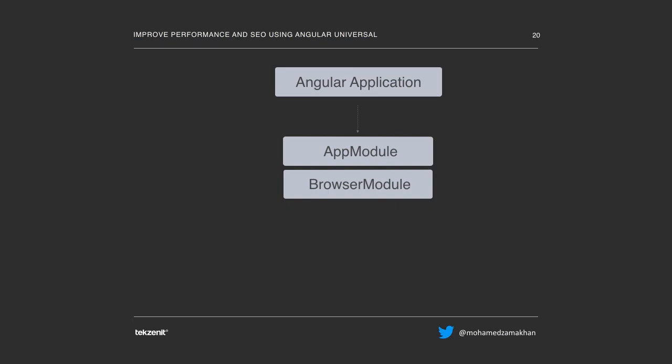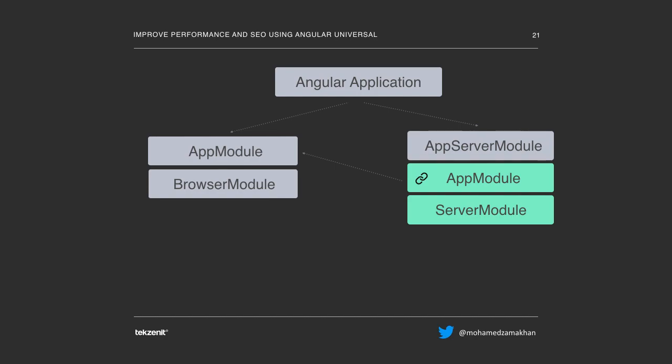And basically it takes your Angular application first, which normally uses app module, which is dependent on browser module for rendering it on the browser. It takes that and creates another application which uses app server module. Now app server module includes app module, but it also includes server module, which is required for rendering that application on the server.